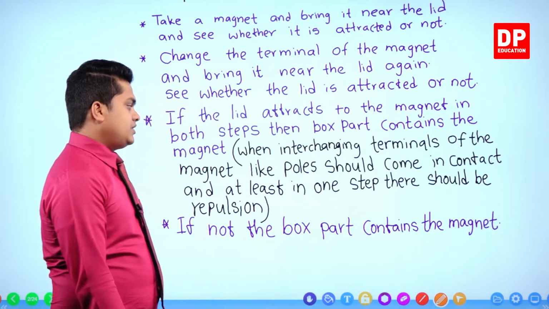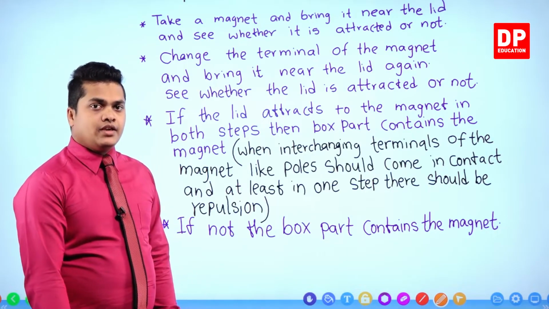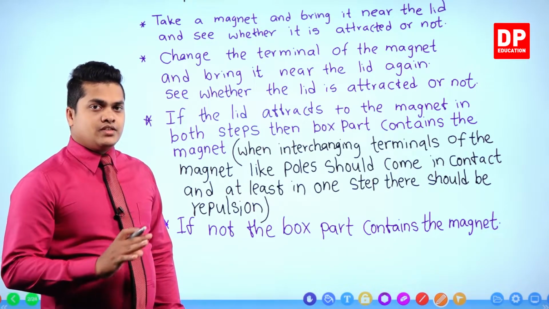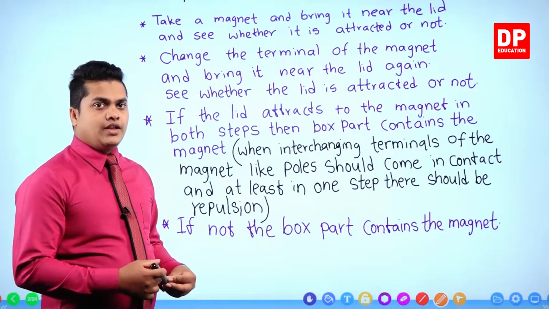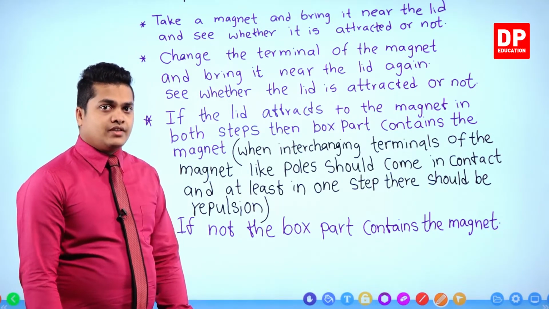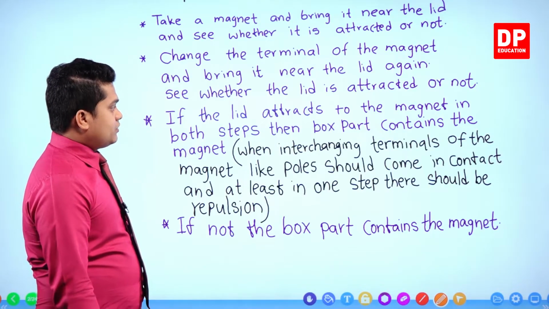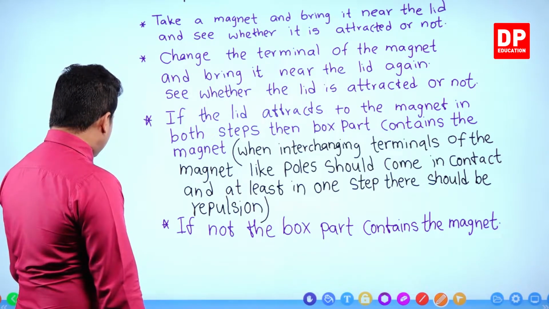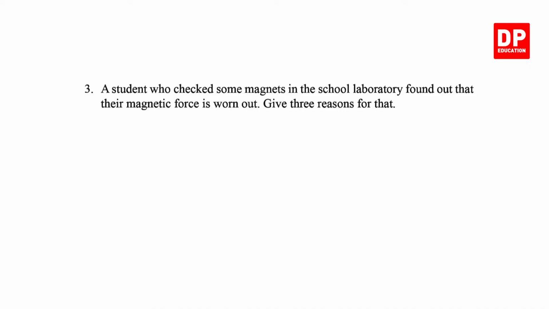Right? So this is how to identify whether the magnet is being fixed on the box or on the lid. So we can use either of these two methods to identify the place. Okay, so we'll move on with the next slide to observe the next question.